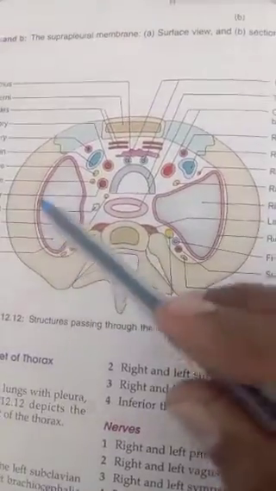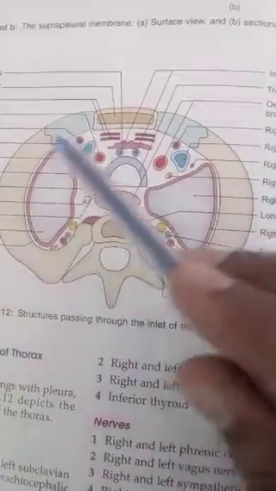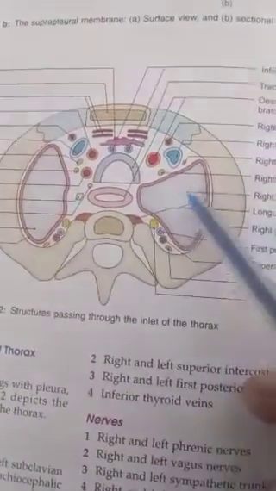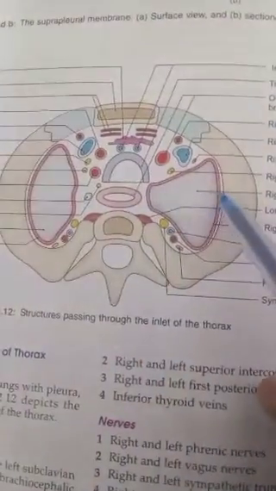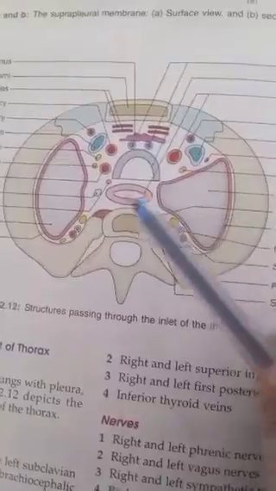The inlet of the thorax is somewhat kidney shaped. Its transverse diameter is about 10 to 12.5 cm and its anteroposterior diameter is about 5 cm.